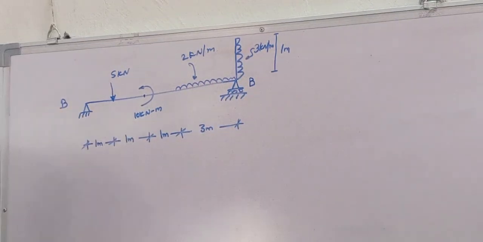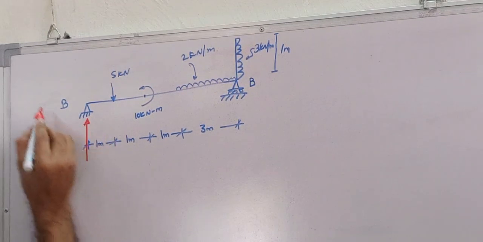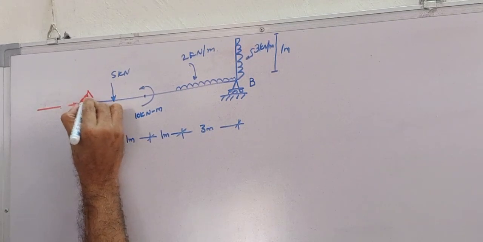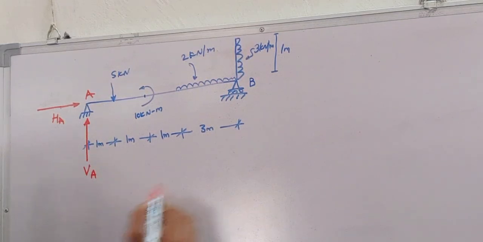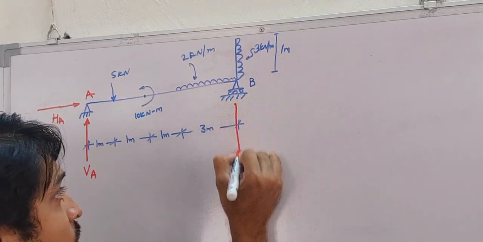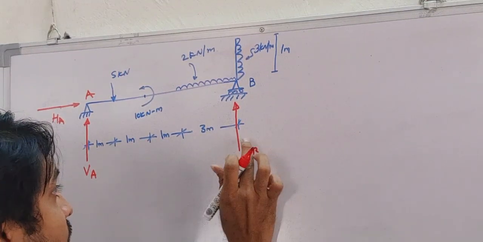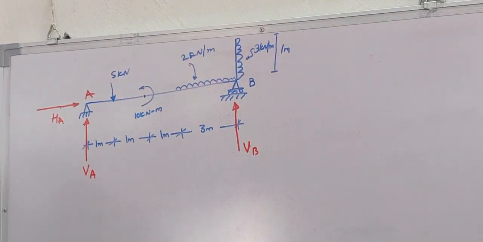So again, for this, first we'll find out the support reactions for the given problem, and for that first we'll write what reactions are coming here. One is this and one is this. So this is point A. This is horizontal at A and this is vertical at A. As this is only a roller, we get one reaction only, that is vertical at B. So these are the reactions that we need to find out.